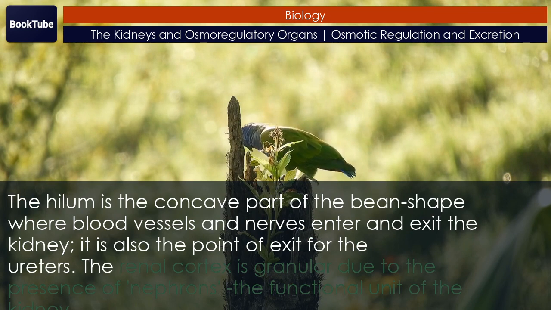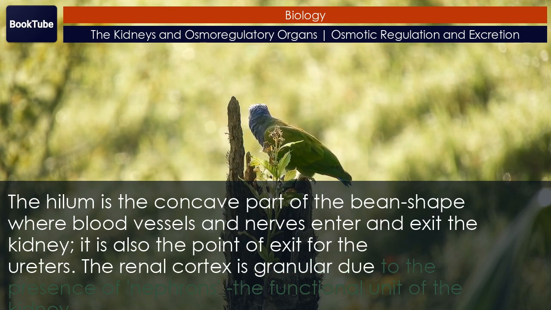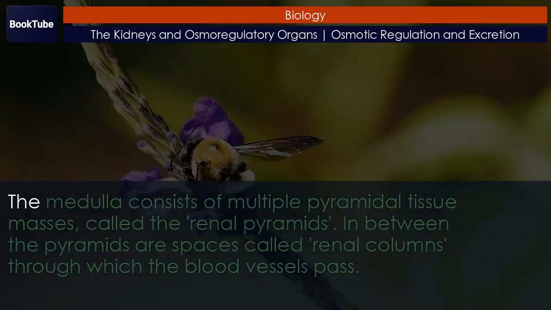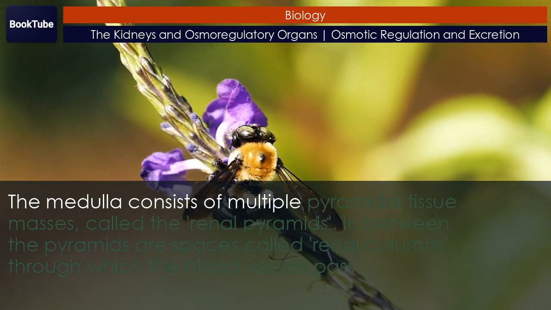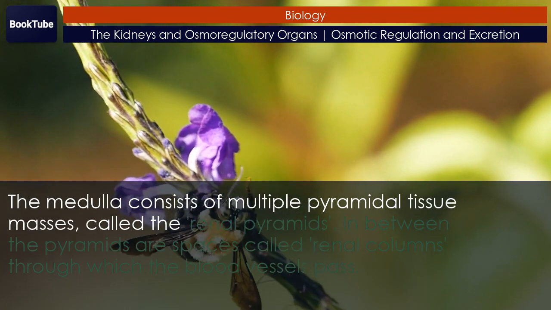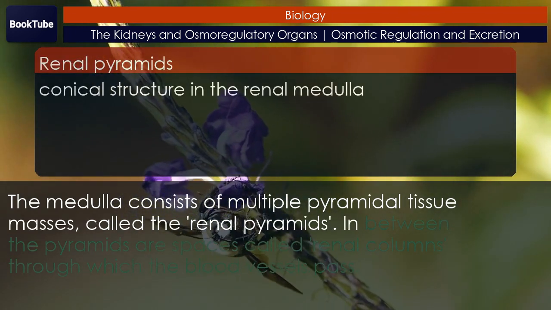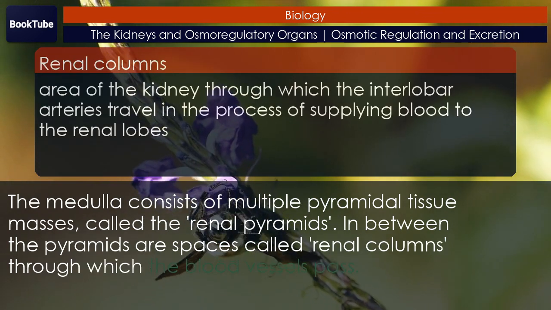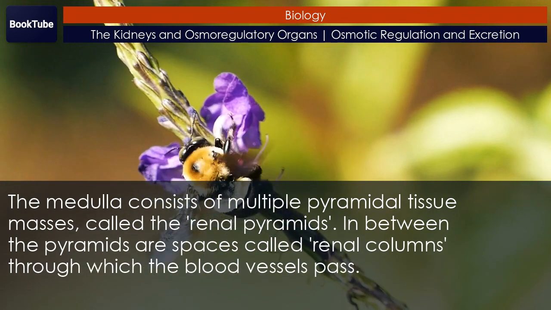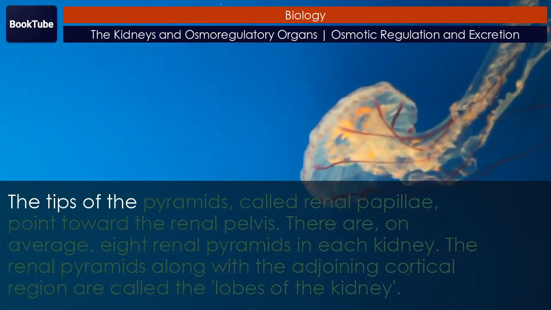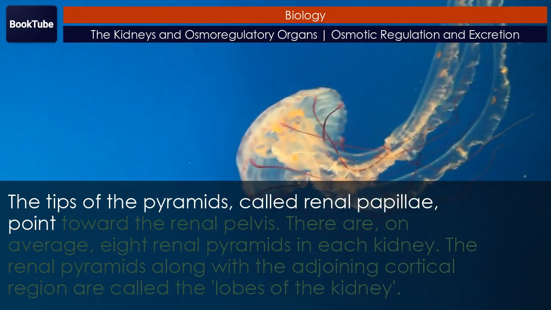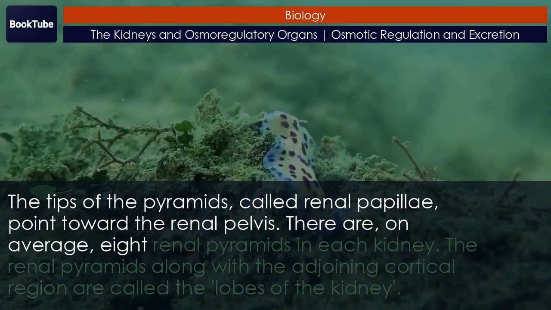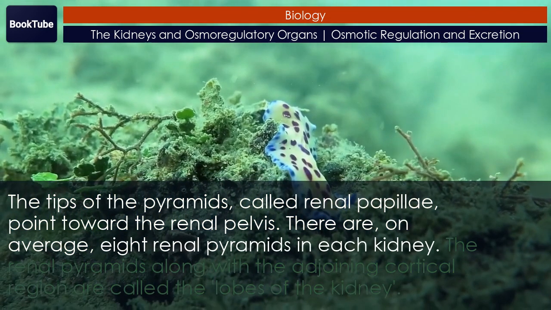The renal cortex is granular due to the presence of nephrons, the functional unit of the kidney. The medulla consists of multiple pyramidal tissue masses, called the renal pyramids. In between the pyramids are spaces called renal columns, through which the blood vessels pass. The tips of the pyramids, called renal papillae, point toward the renal pelvis. There are, on average, 8 renal pyramids in each kidney.